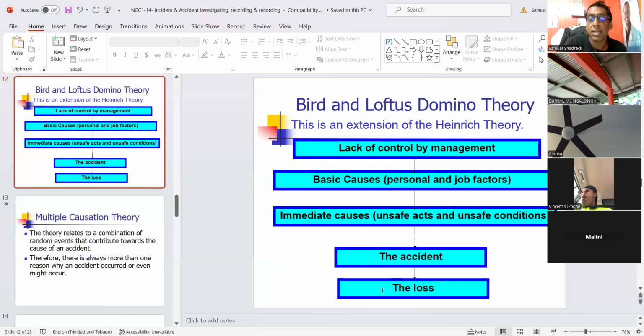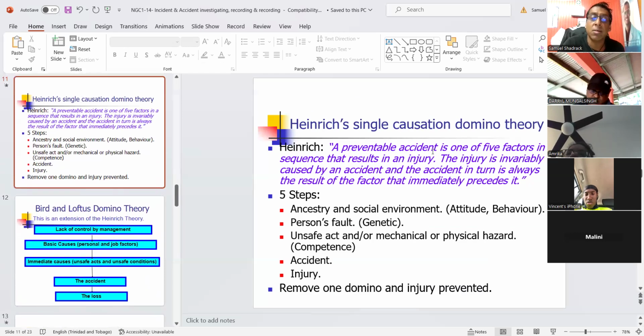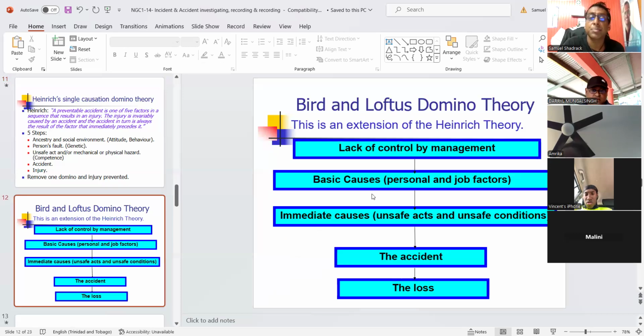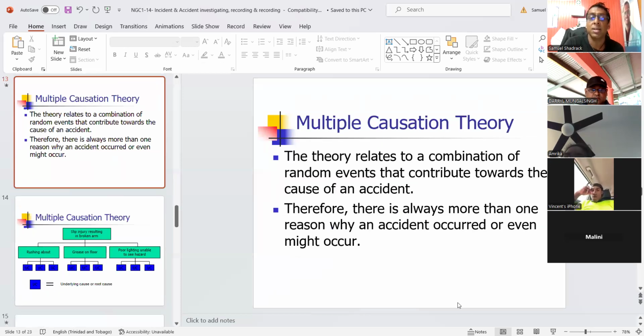The Heinrich theory was later amended by 2 British psychologists. This is their last name. Frank was his first name, Frank Bird and Loftus. As an extension of the domino theory, they took out some stuff from it. They said an accident is actually not part of your ancestry or part of your fault. It's not part of your genetics, but it's part of a lack of control by management. Then you can have basic causes, which is personal and job factors. Immediate causes, unsafe acts and unsafe conditions, the accident, and then the loss, right?